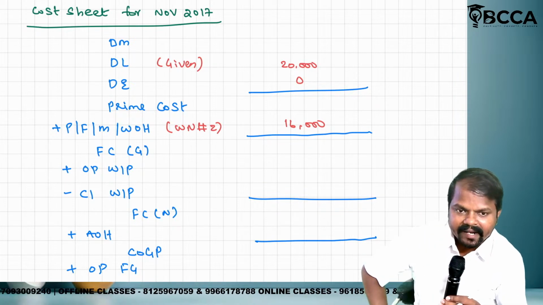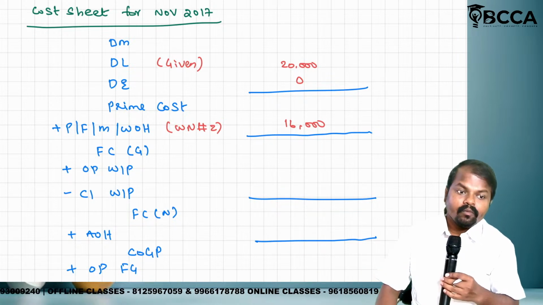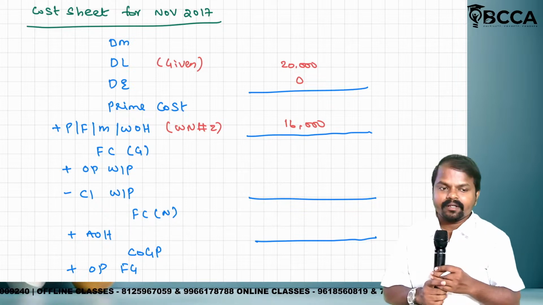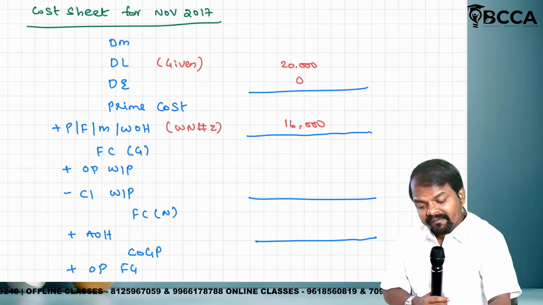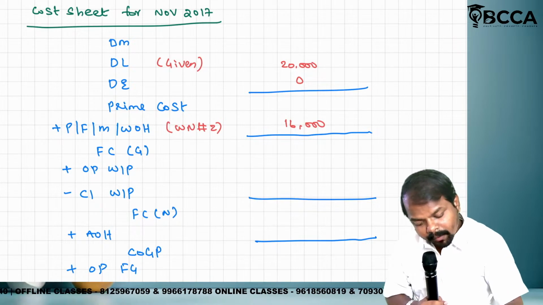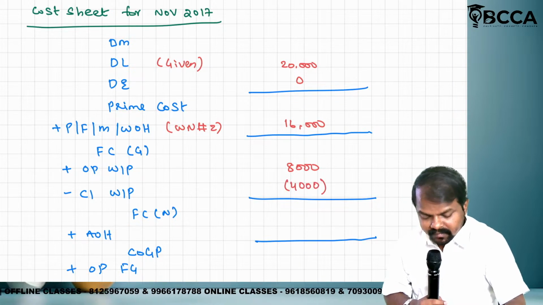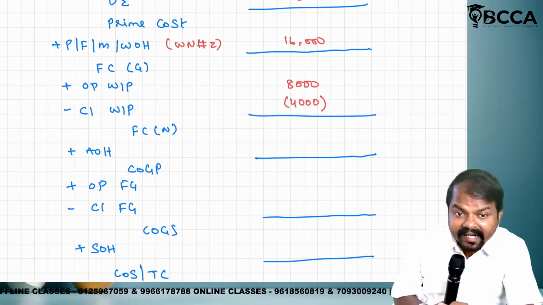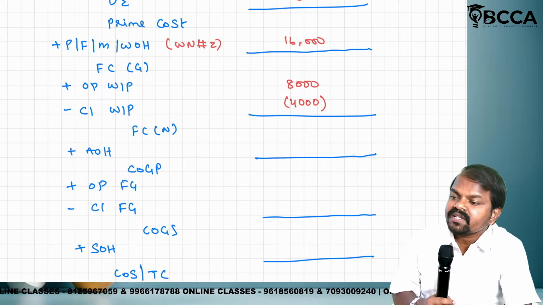Can you find out factory cost gross? No. Why? Prime cost you don't know, because direct material consumption calculation is still pending. Please check whether opening WIP is given or not given. How much? 8,000, 4,000. Correct? Can you tell factory cost net? No. Why? Factory cost gross information is not available.